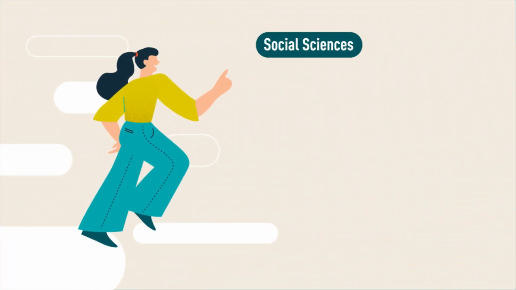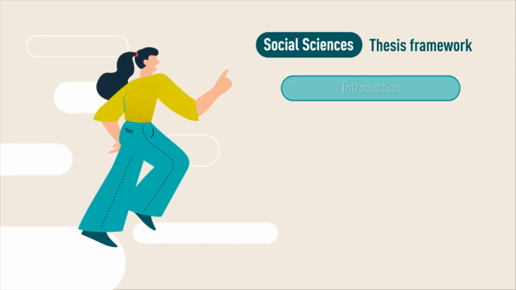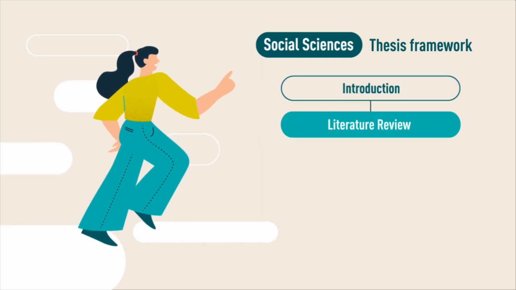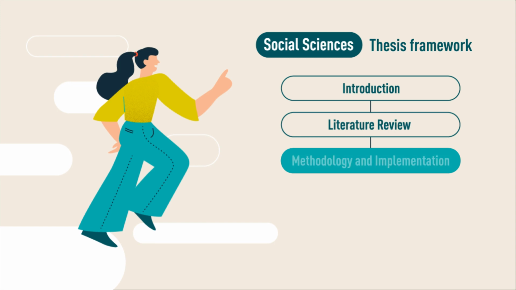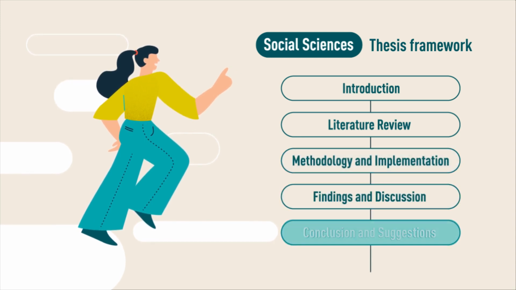Thus, we will use the following thesis writing styles in social sciences as examples. Thesis is divided into the sections Introduction, Literature Review, Methodology and Implementation, Findings and Discussion, and Conclusion and Suggestions.